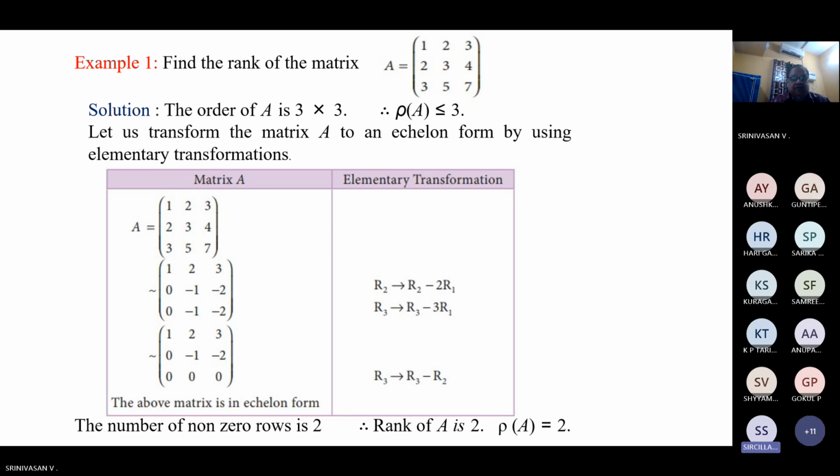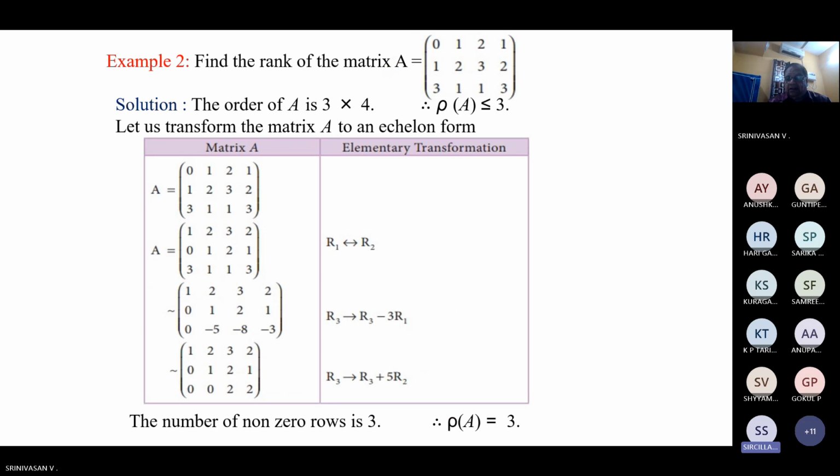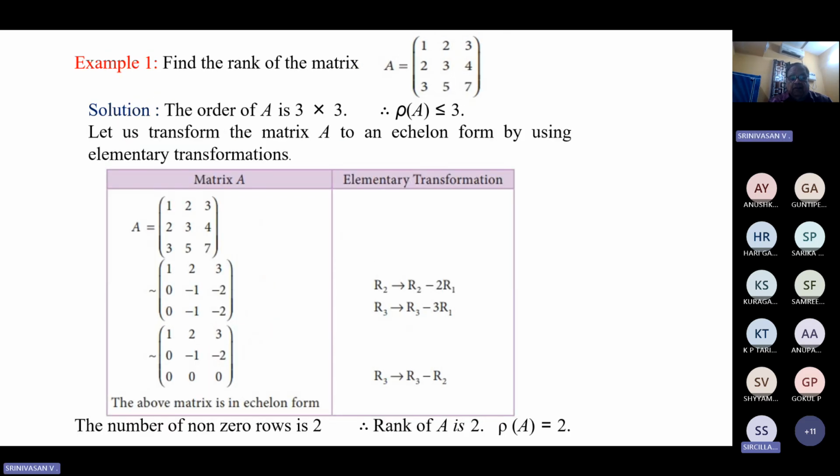Right. Sir, can you once again repeat how we can find the rank? To find the non-zero rows?